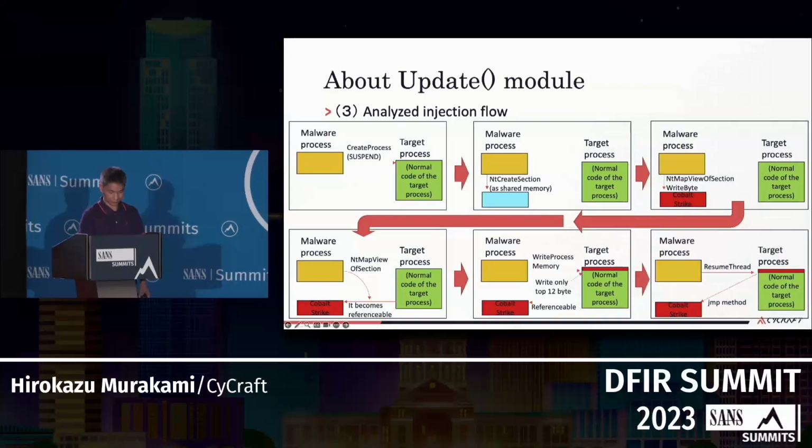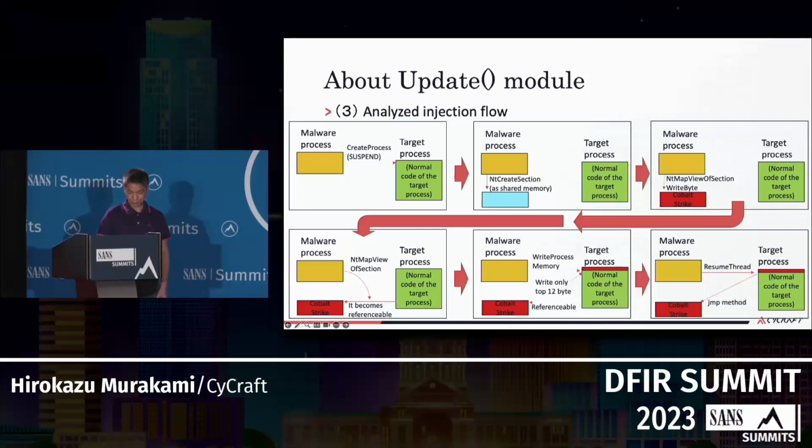This is how the malware decrypts the file and injects it into another process. Create the target process with the CreateProcess API and create shared memory with NtCreateSection. Cobalt Strike is copied into the shared memory.